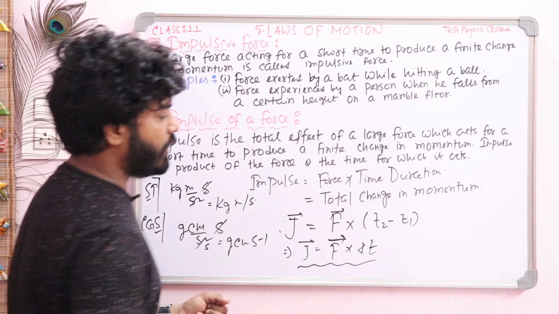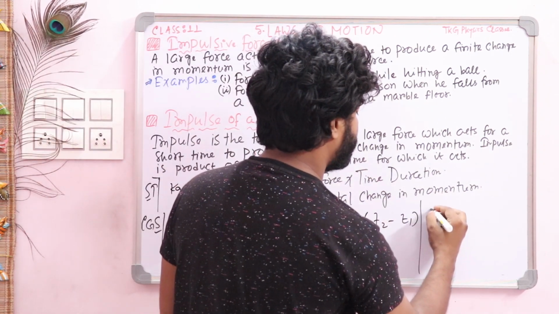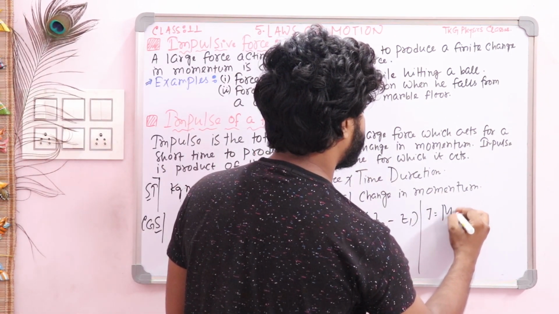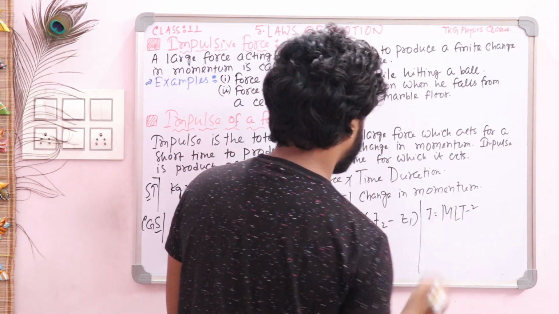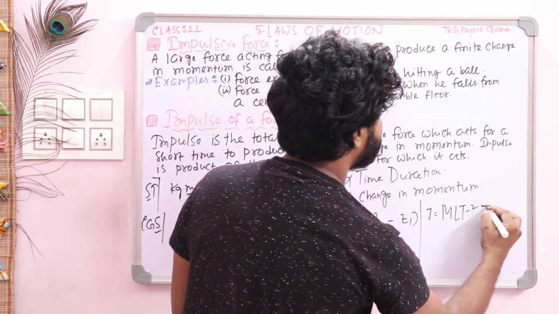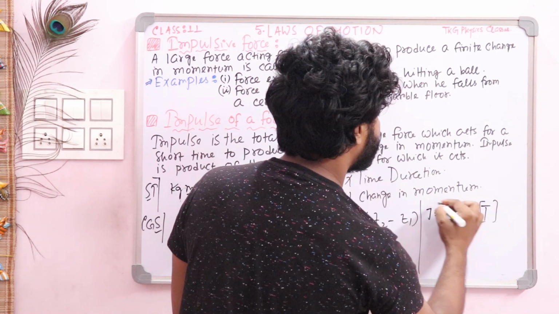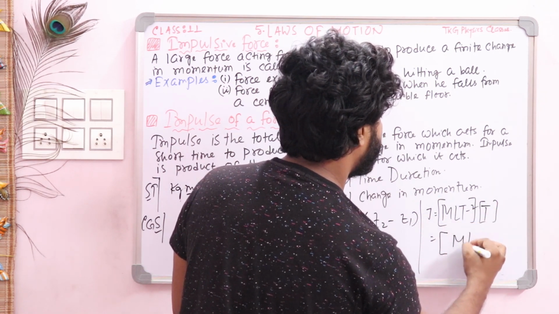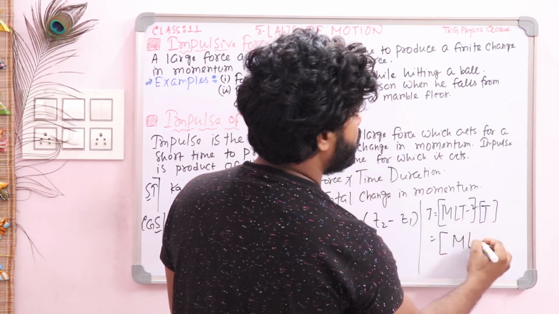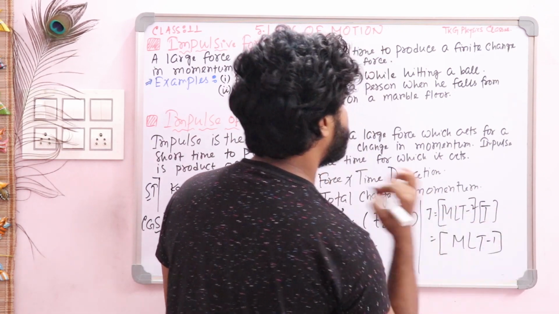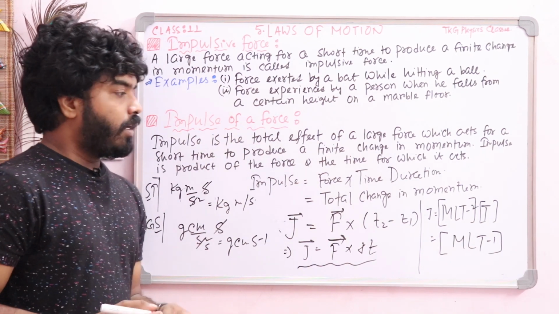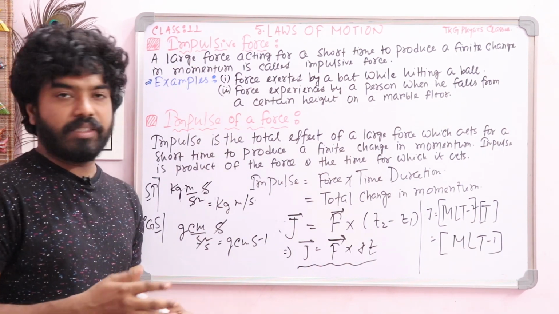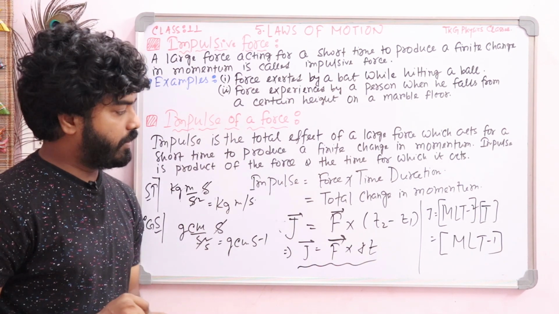Now write down the dimension. You use the dimension of force for impulse dimension, that is force dimension MLT to the power minus 2, and the time dimension, that is T. So the dimension of impulse will be M L T to the power minus 2 plus 1, so this one will be T to the power minus 1. Okay. So this is the basic part. This is the definition of impulse.